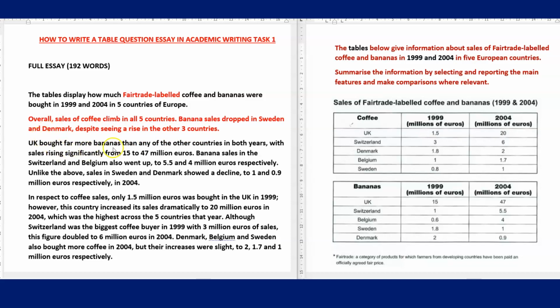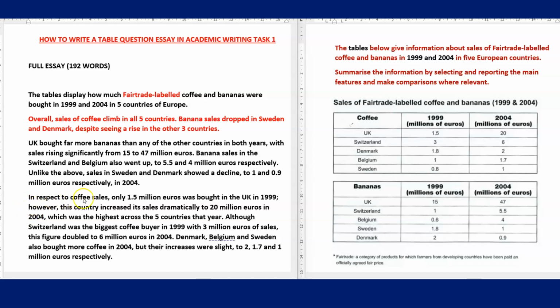UK bought far more bananas than any other country in both years, with sales rising significantly from 15 to 47 million euros. Banana sales in Switzerland and Belgium also went up to 5.5 and 4 million euros respectively. Unlike the above, sales in Sweden and Denmark showed a decline to 1 and 0.9 million euros respectively in 2004.